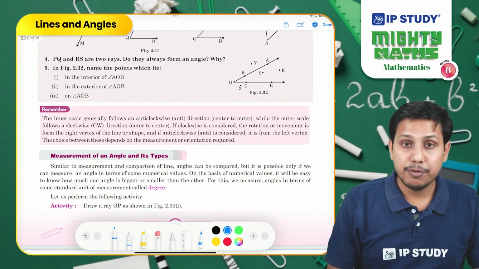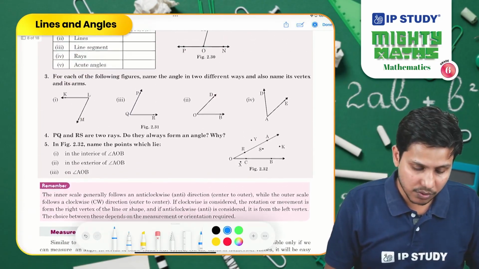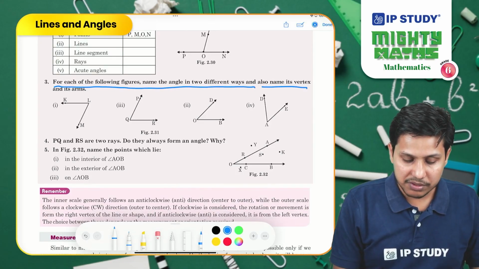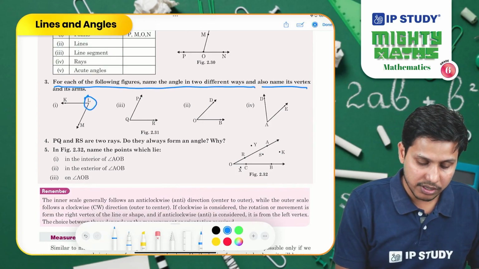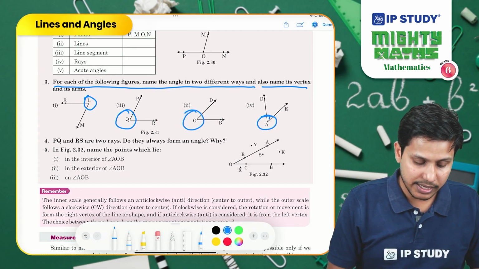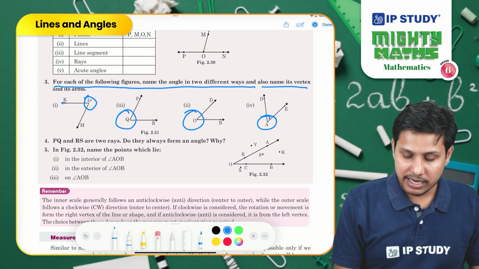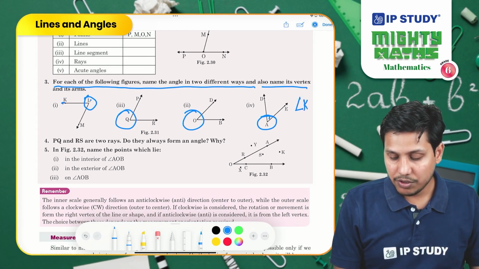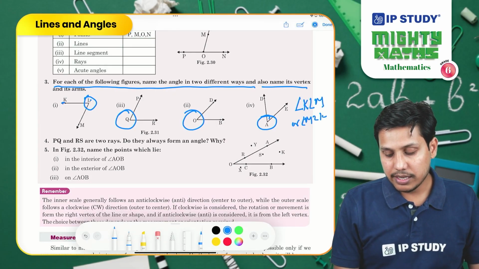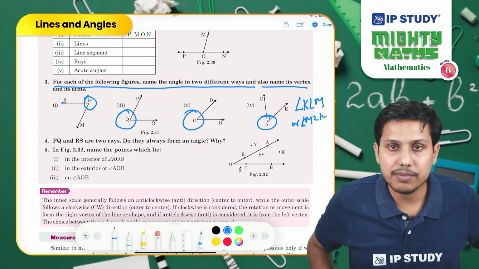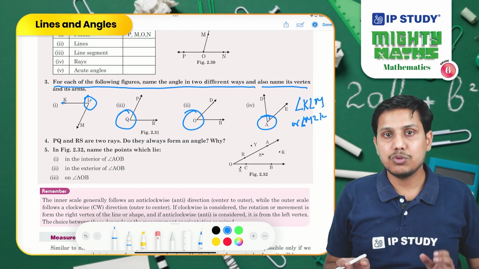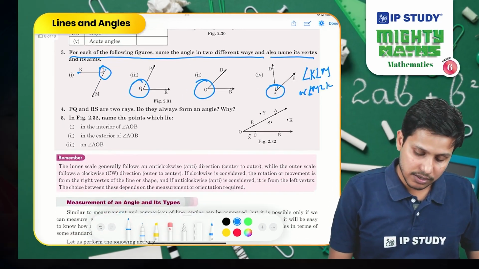Before moving to the next topic, let me solve one question for you. For each of the following figures, name the angle in 2 different ways and also name its vertex. We can identify the vertex easily. For this it will be L, for this it will be Q, for this it will be O, for this it will be A. For naming we can use the symbol of angle. So we can write angle KLM or MLK, giving the symbol of angle and then writing it keeping the vertex at the center and using 2 more points on the left and right side of the vertex.